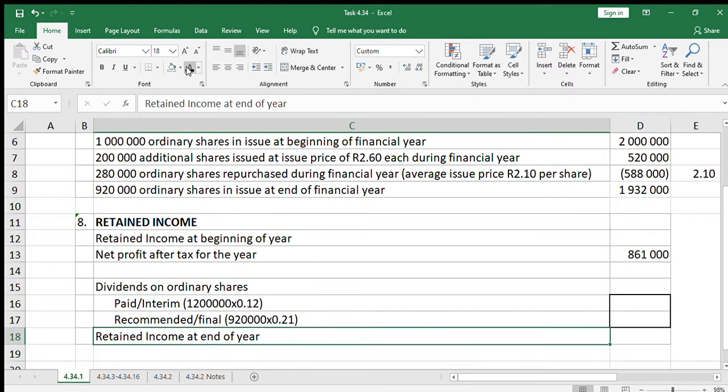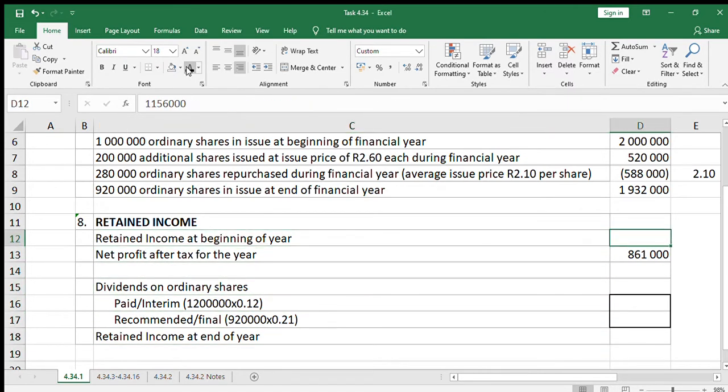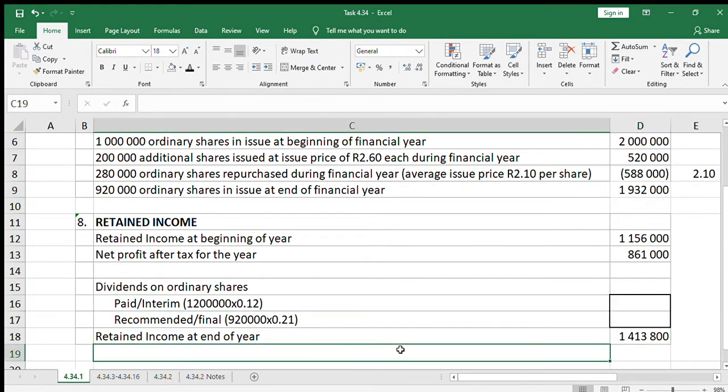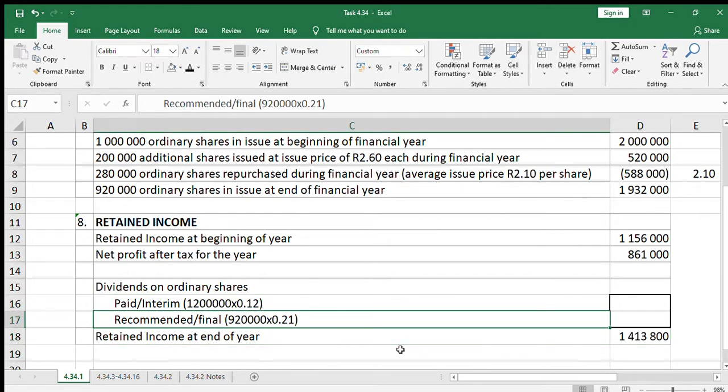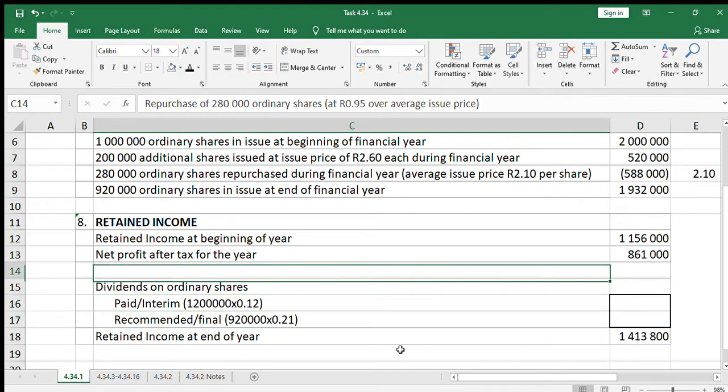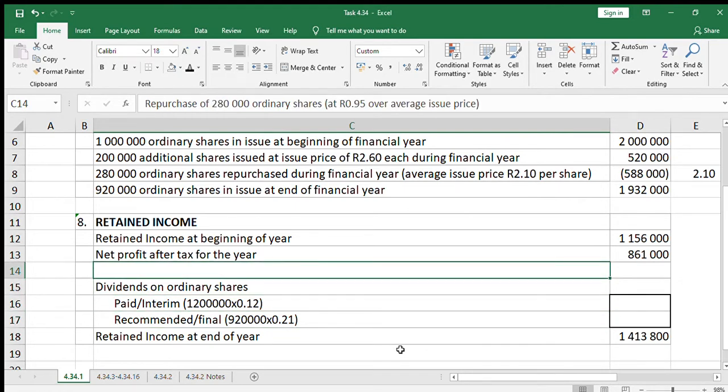Okay, so retained income at the beginning of the year as well as the end of the year can be taken straight from your balance sheet. So at the beginning of the year, 1,156,000, and at the end of the year, 1,413,800. Now, when you're doing a question like this, or with the cash flow, it's quite easy because the balance sheet is already given to you. So the balances at the beginning of the year and the end of the year are given to you, and you probably have to work backwards within the note to find something else.